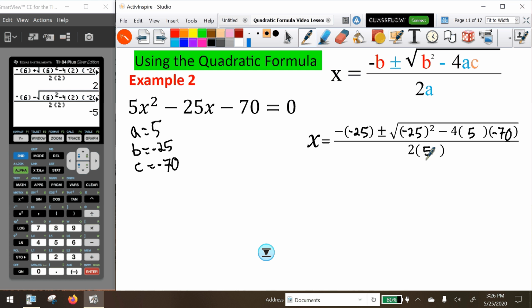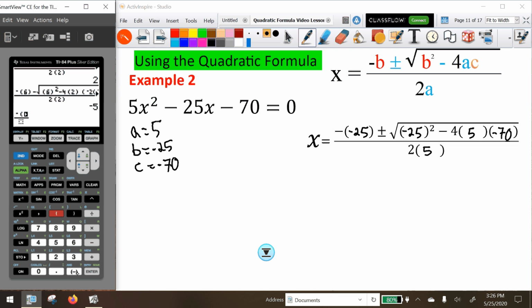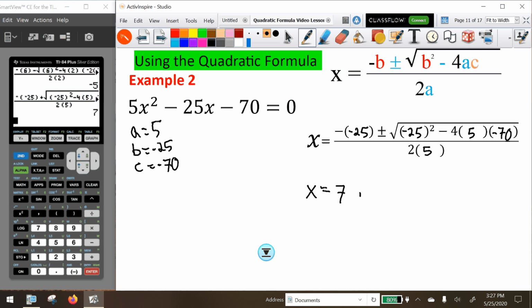Now, you could just use your calculator to do this. It's probably easier. -b plus or minus the square root of b squared minus 4 times a times c, all divided by 2 multiplied by a. And my answer is 7. X is equal to 7. And my other answer, x is equal to, let's find out.